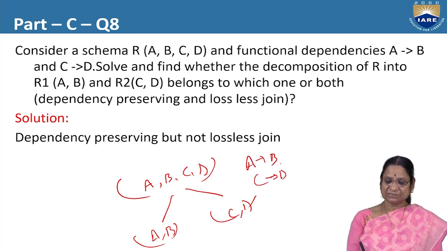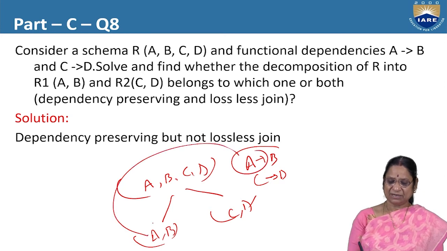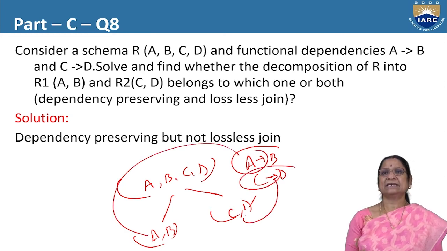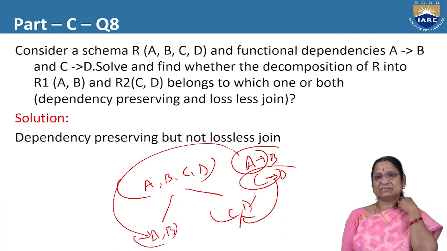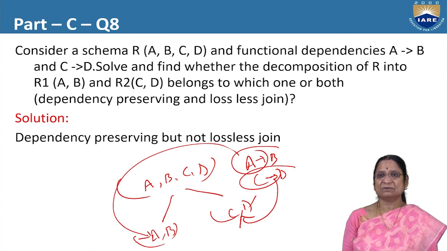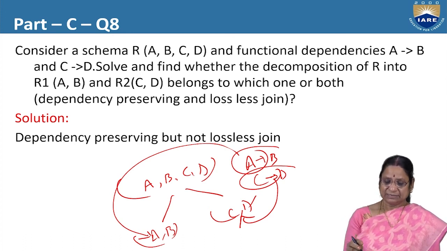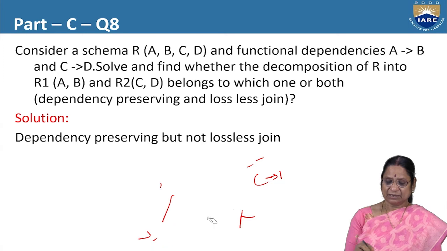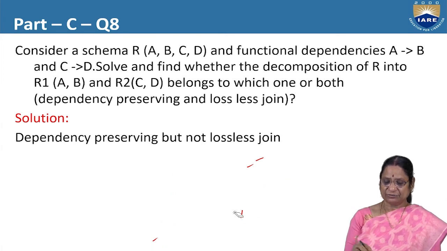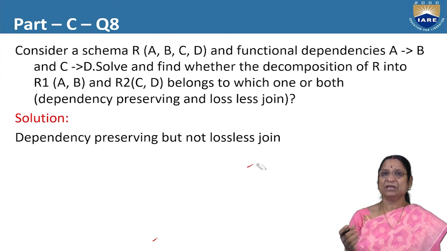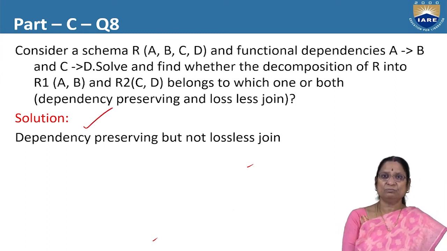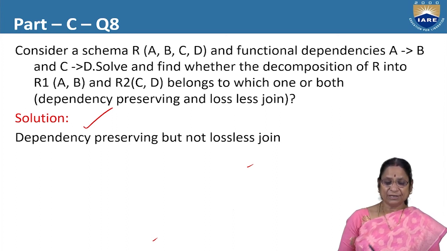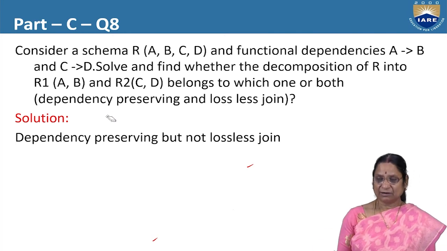When we are decomposing, AB holds on the first subrelation, because A and B both exist in the first subrelation, and CD holds on the second subrelation. That means when you are decomposing the relation into subrelations, they are dependency preserving. That is, R1 and R2 both satisfy the dependency preserving property. What about lossless join? It is not lossless join.